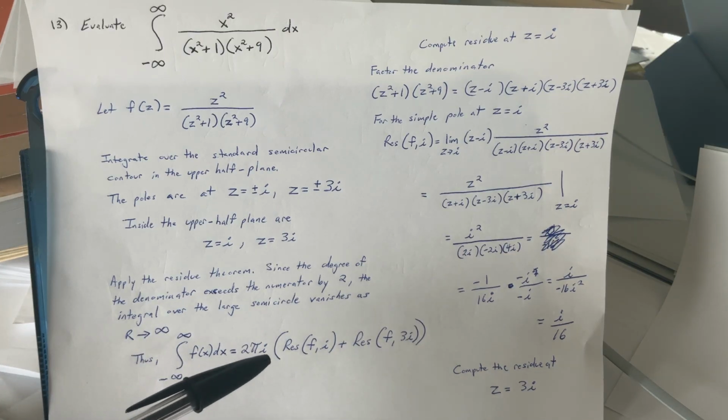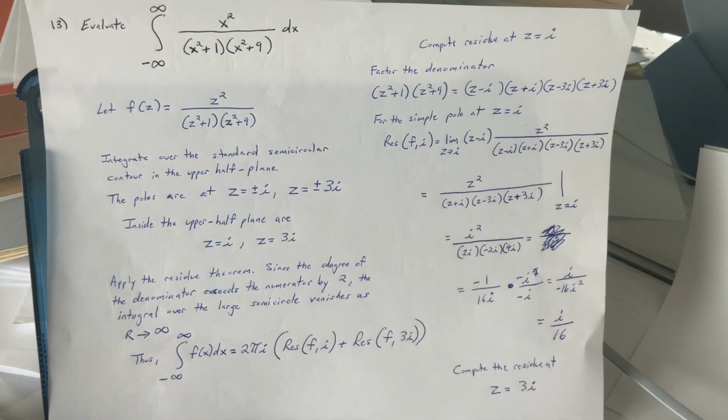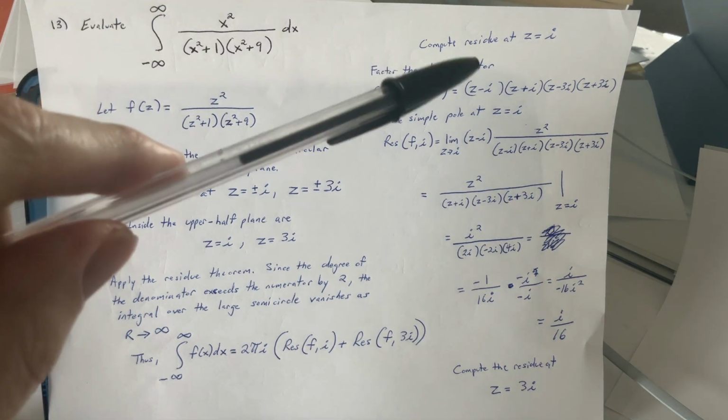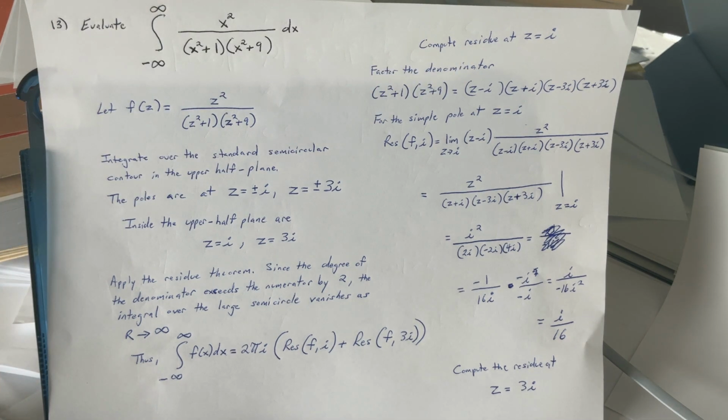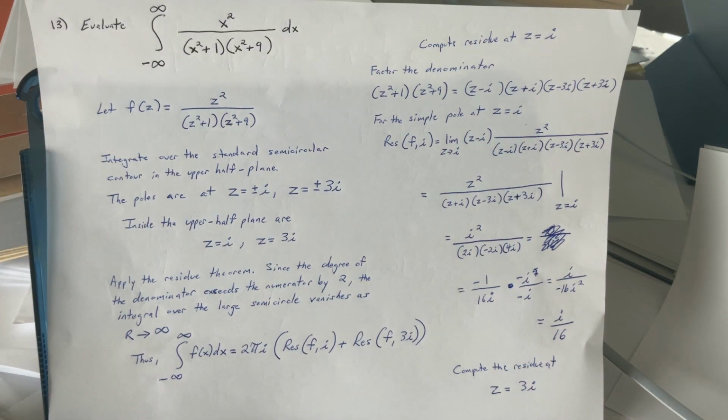So what we could say here is that the integral from negative infinity to infinity of f(x) dx is going to be equal to 2 pi i times the residue of f at i plus the residue of f at 3i. So what we want to do now is compute the residue at z equals i. Okay? So, factor the denominator. We get the quantity z squared plus 1, quantity z squared plus 9.